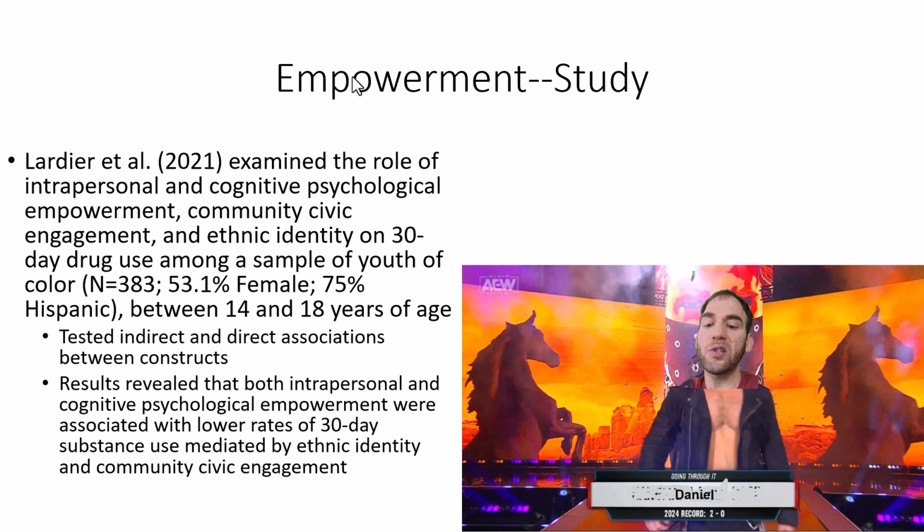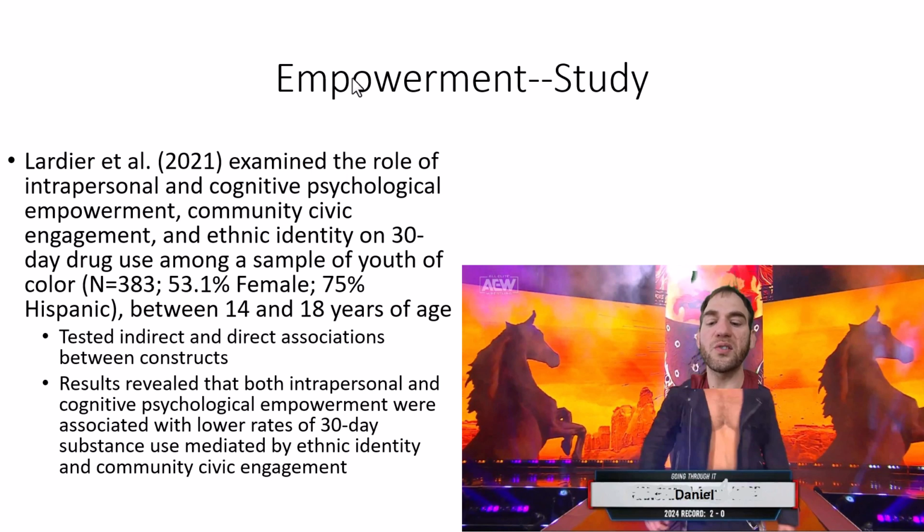The researchers tested indirect and direct association between constructs. The results revealed that both intrapersonal and cognitive psychological empowerment were associated with lower rates of 30-day substance use, mediated by ethnic identity and community civic engagement.